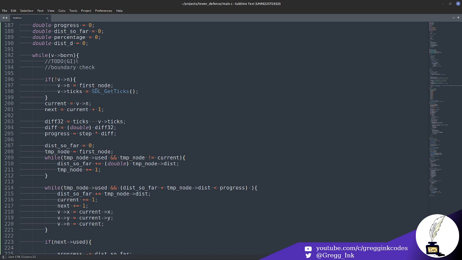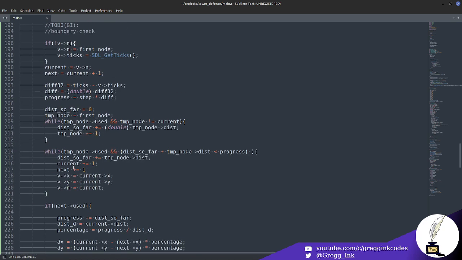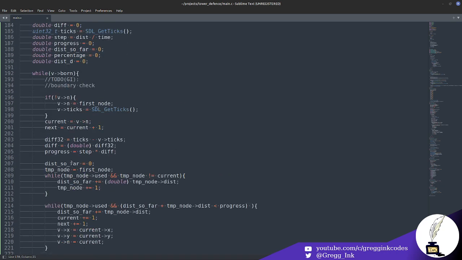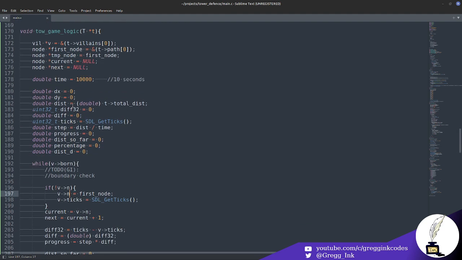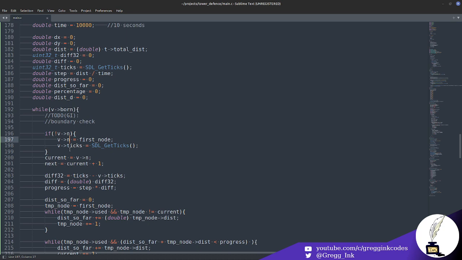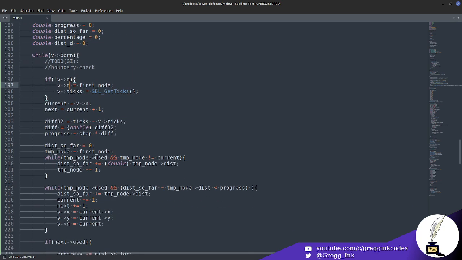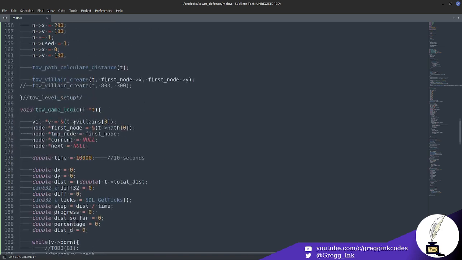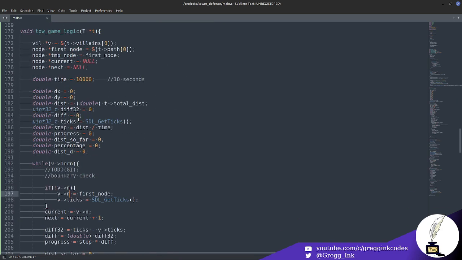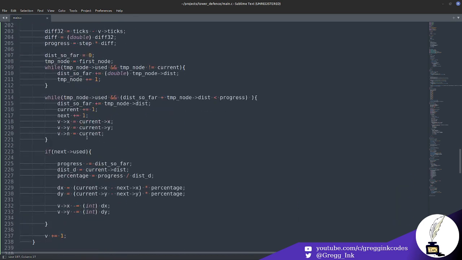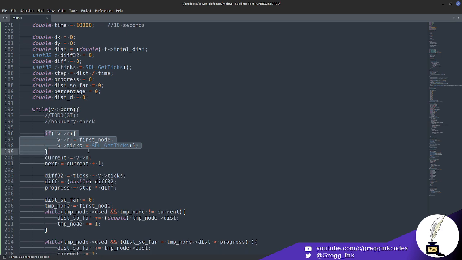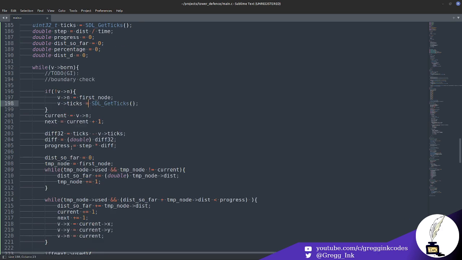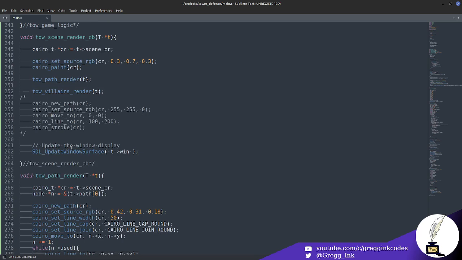So I'm going to read this carefully one more time, and then I'm going to step through a debugger. So if not VN, okay, so that's the first time that the villain is... Okay, there's also the question of what happens once it reaches its destination. I'm not going to think about that now. Okay. If not VN. Hold on.